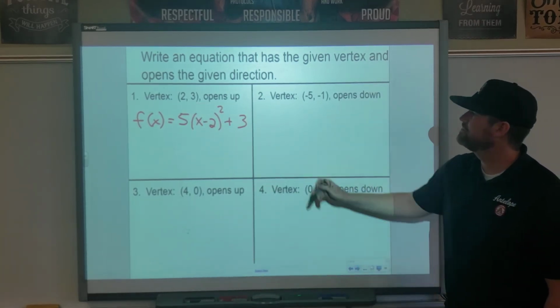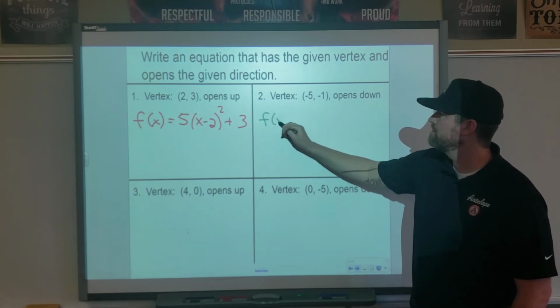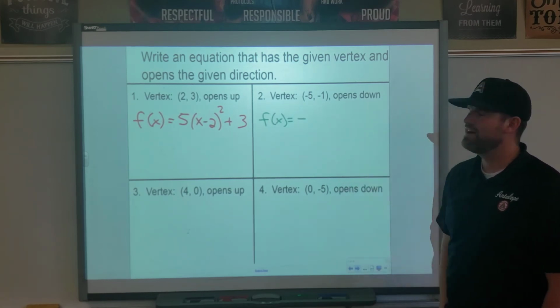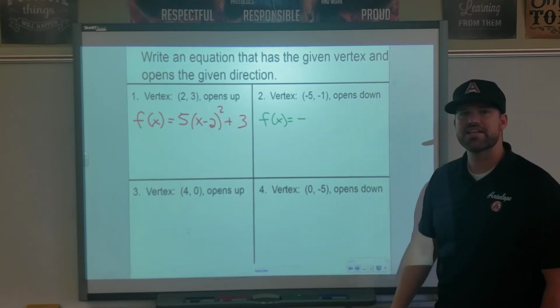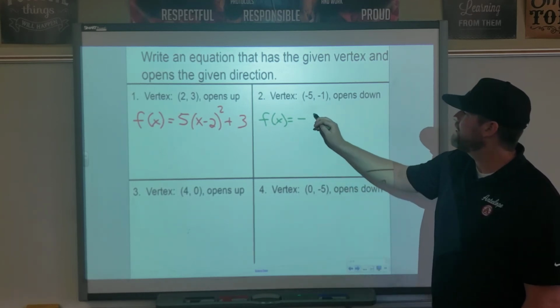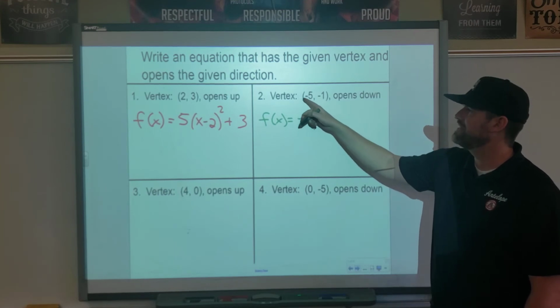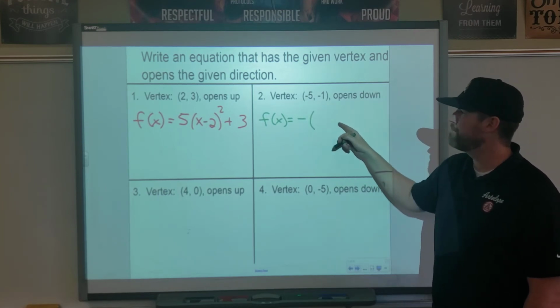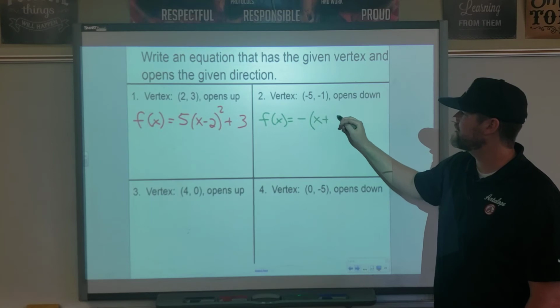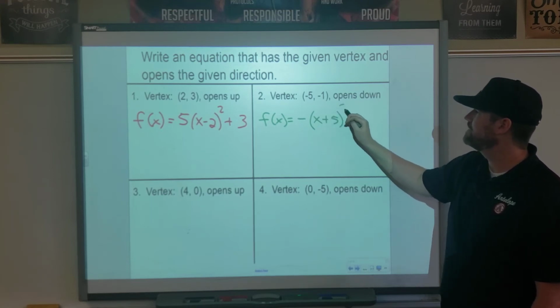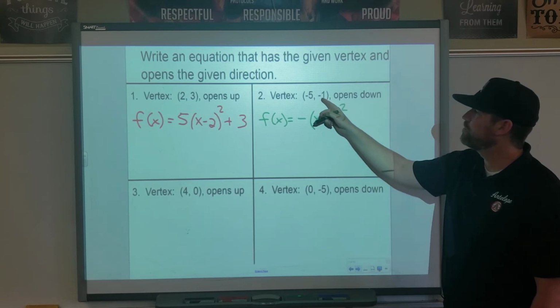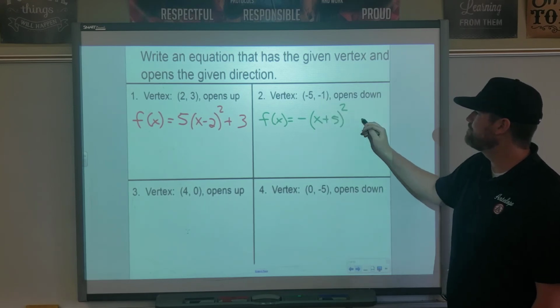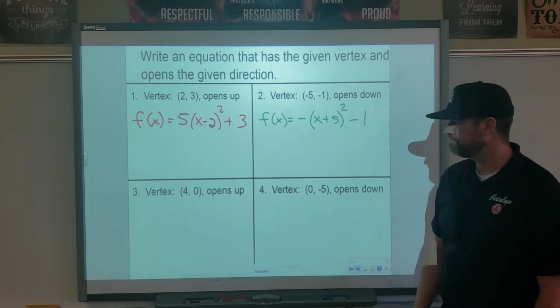Okay, another example. To open down, I know I need to have an a value that's negative. And I think I'll just leave this one as negative, which is the same as negative 1. To have a vertex with an x-coordinate of negative 5, I need to have the opposite in parentheses. So x plus 5. Don't forget the squared, very important. And then to have a y-coordinate of a vertex of negative 1, I just put minus 1.